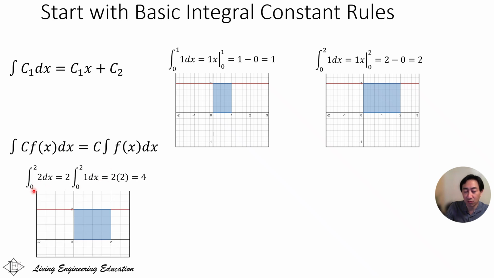That means if I want to integrate 2 dx, I can look at this as pulling the constant 2 out of this integral, 2 times the integral of 1 dx. Well, I solved for the integral of 1 dx for the bounds 0 to 2 over here, which was 2. So 2 times that integral, 2, is equal to 4. And so you can see it visually here as well, right? Width of 2, height of 2, 2 times 2 is 4.